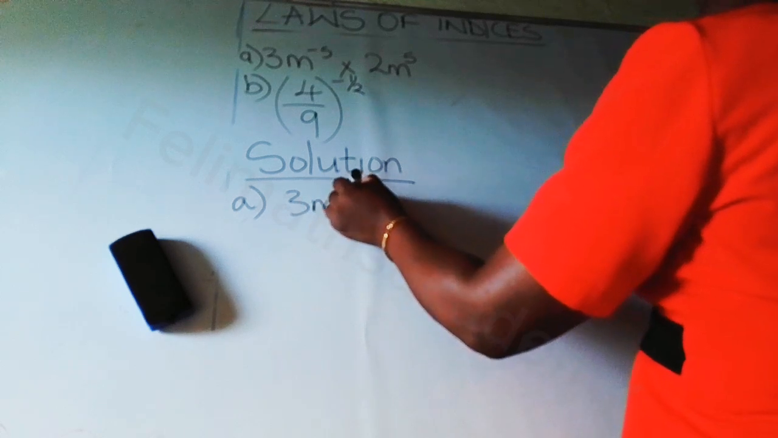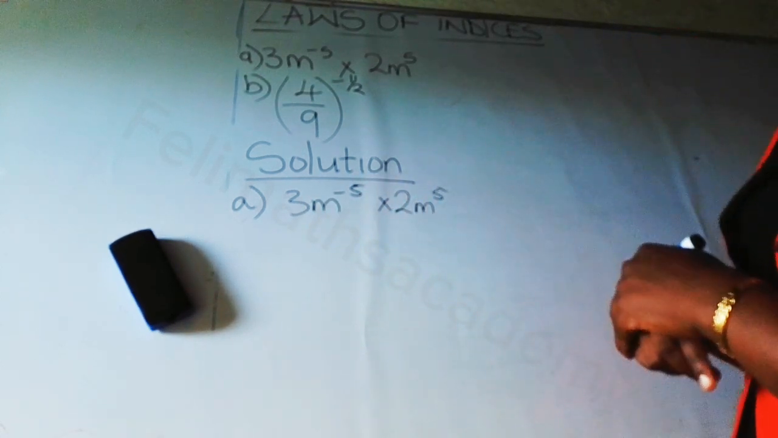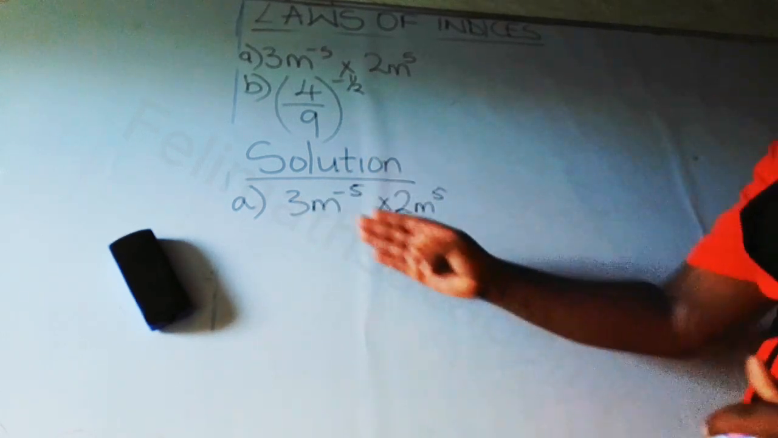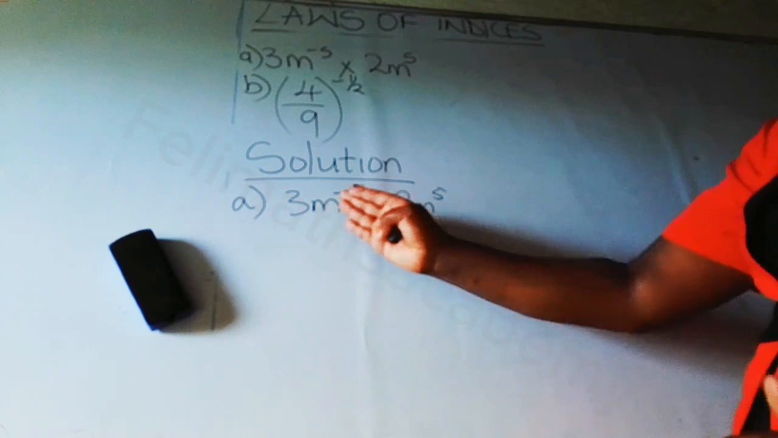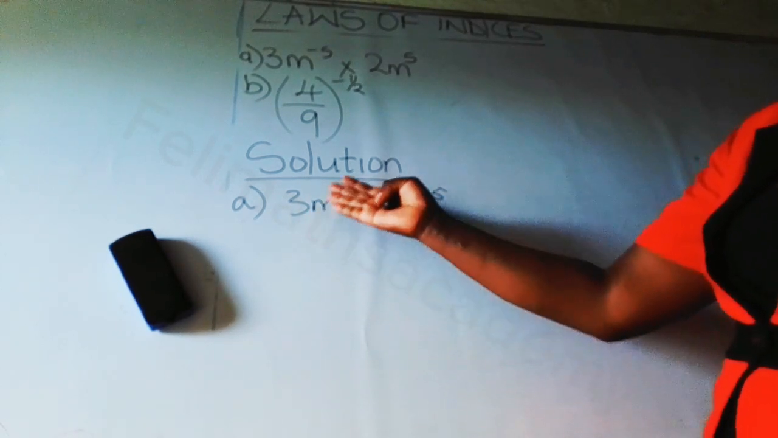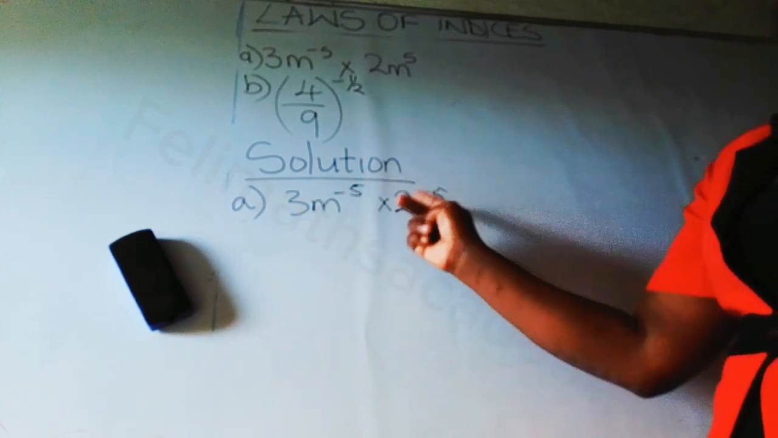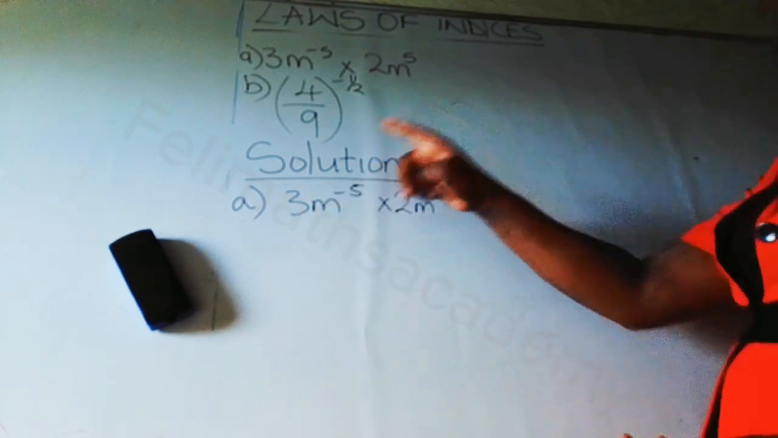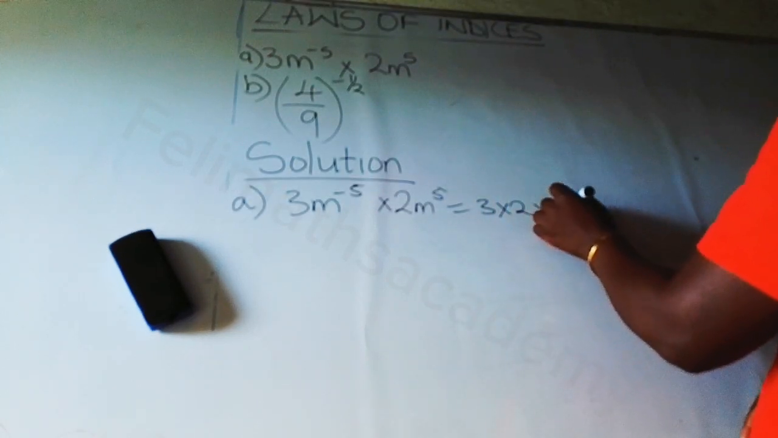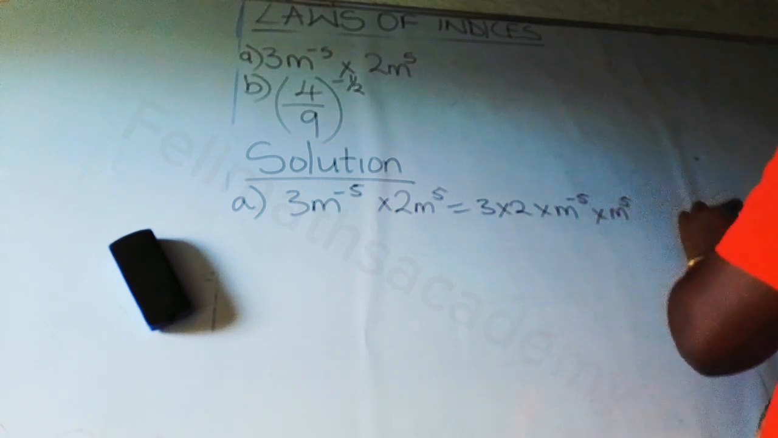3m to the power of negative 5 times 2m to the power of 5. Right, that's our question. Here we are going to multiply 3 by 2, this by this. This is just the same as 3 times m to the power of negative 5 times 2 times m to the power of 5. So we multiply these on their own: 3 times 2 times m to the power of negative 5 times m to the power of 5.